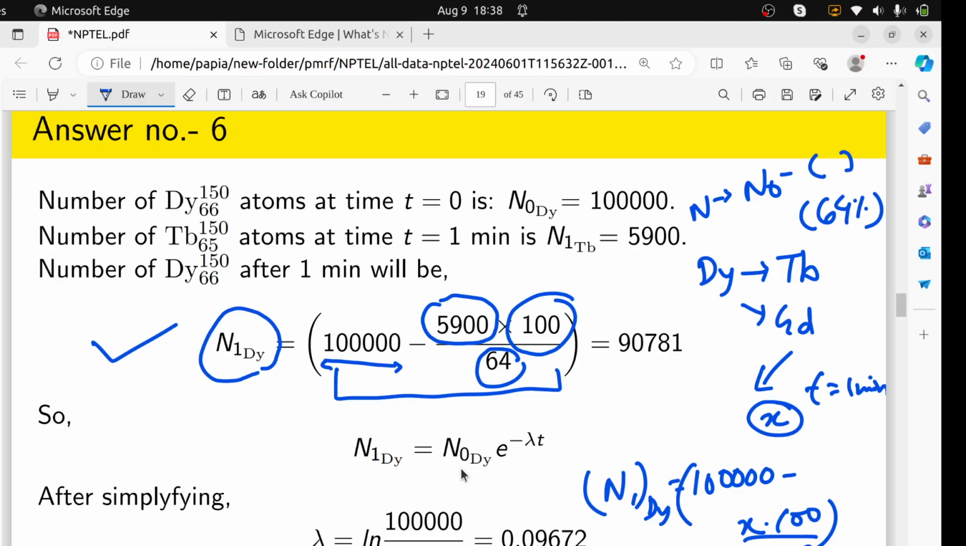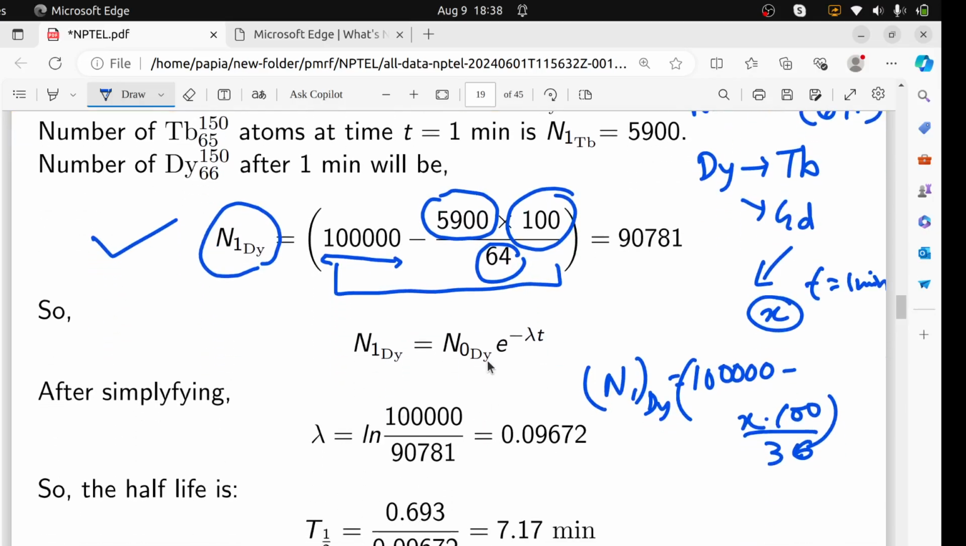So if I got to know the expression and the concept, then we will simply calculate capital N, and obviously you know that from capital N, N0 e to the power minus lambda t is there. Lambda should be ln of 1 lakh divided by 90781, and that will give us 0.09672. So the half-life will be simply 0.693 divided by lambda. That will give me 7.17 minutes, because all the things are given in minute and per minute.